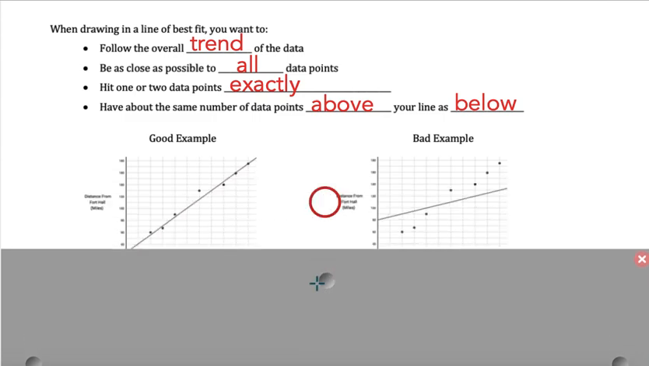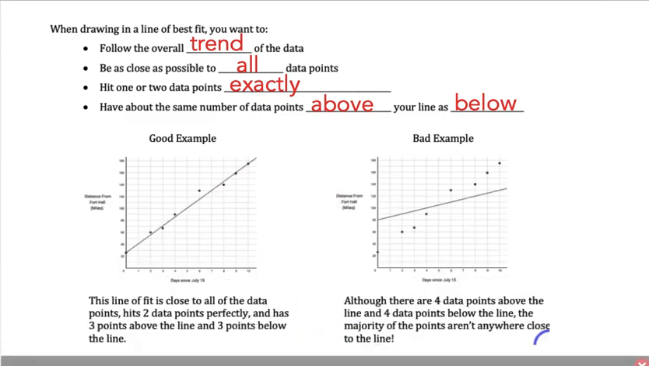So here's a good and a bad example. In our good example, we have our line of best fit hitting the first point and the last point, almost touching the second and third for the first, and the 2 at the end as well. And we were able to have as many points above as below that don't hit the graph or the line exactly.